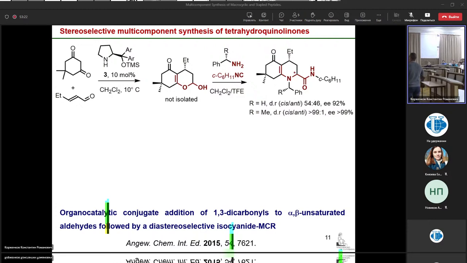It was the first example of the combination of organocatalysis with isocyanide type chemistry to produce what we call natural product-like compounds, because these heterocycles are very similar to a family of anti-cancer alkaloids that is reported in the literature. I'm not going to talk today too much about the biological activity, but we had all the anti-cancer activity of the compounds in follow-up papers and so on, okay?